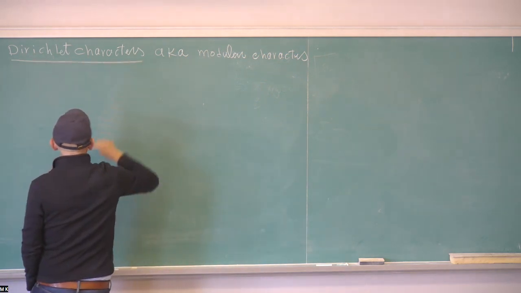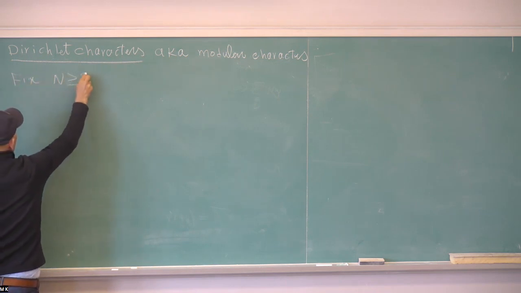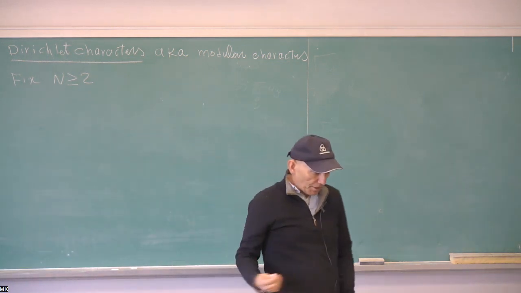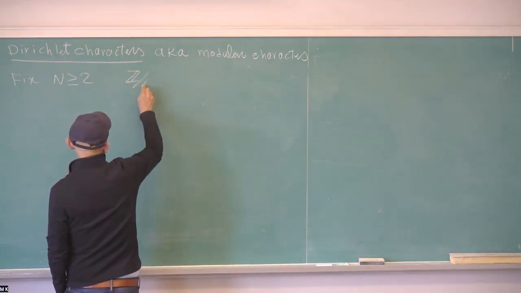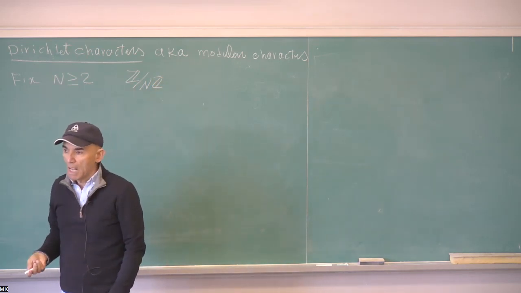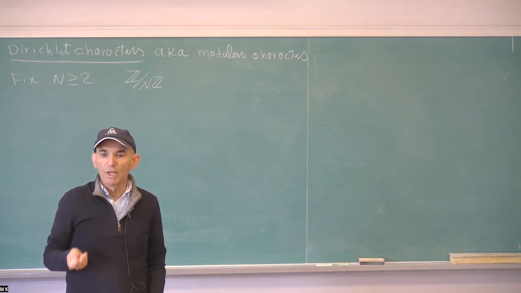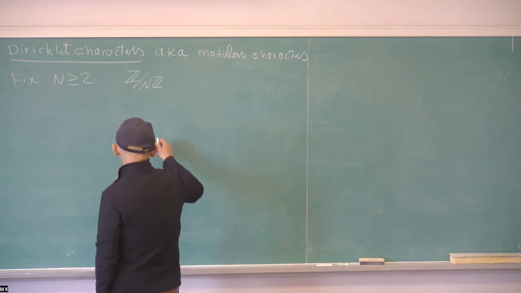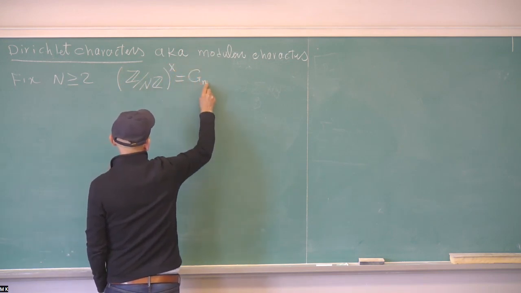So what are they? Let's first of all fix an integer n bigger than or equal to 2. And then we consider the ring of integers modulo n, Z over nZ. This is the ring of integers modulo n. And to any ring, you can attach a group, the group of invertible elements of the ring, right? So we consider the group of invertible elements here, and we call this group Gn.